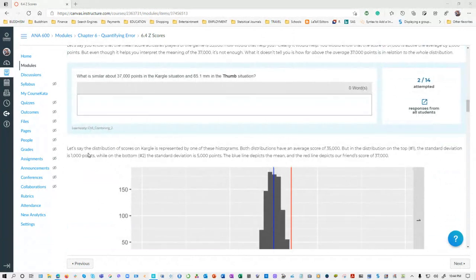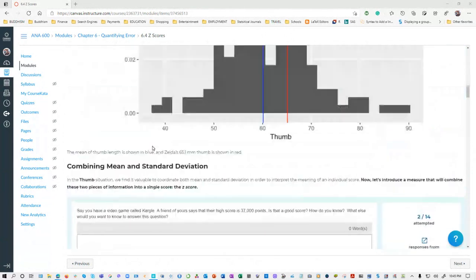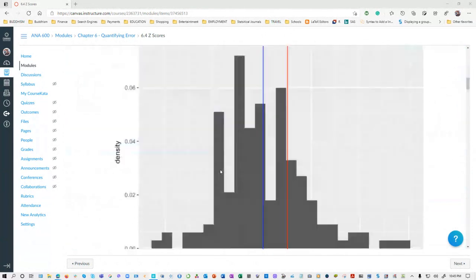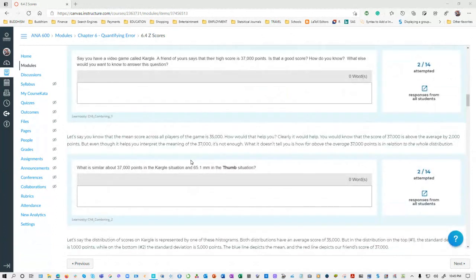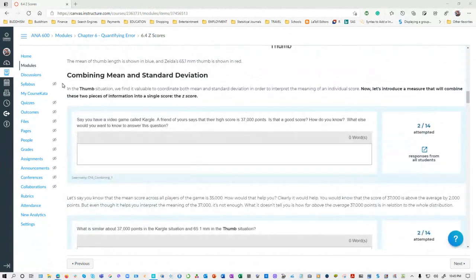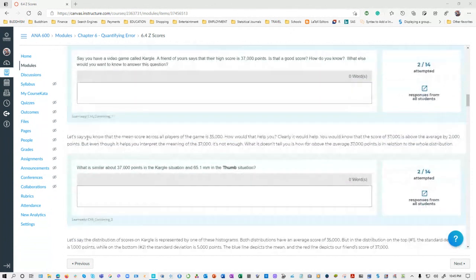They were talking about two distributions. Say you have a video game called Kaggle, and a friend of yours says that the high score is 37,000 points. Is that a good score? How do you know? What else would you want to know to answer this question? Let's say you know that the mean score across all the players of the game is 35,000. How would that help you?